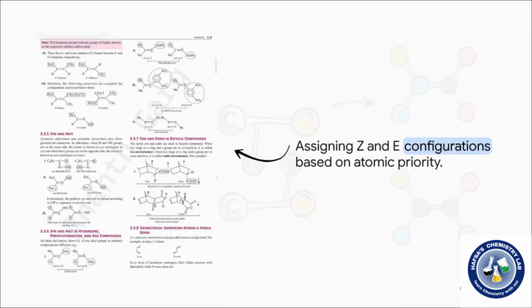Let's actually apply those steps right now to a molecule like 2-butene. Look at the carbon atoms on the double bond and compare the attached groups for each one.